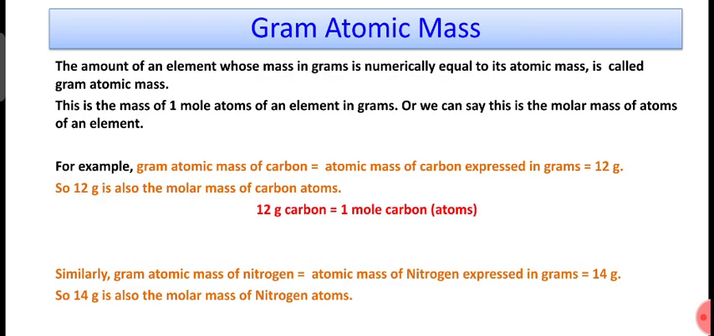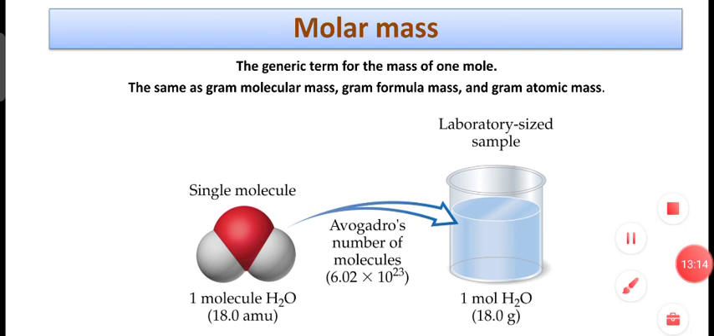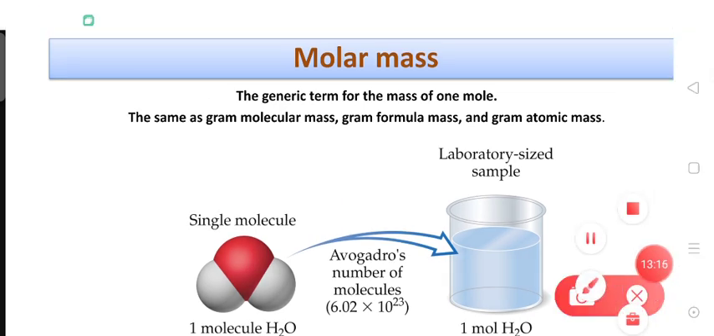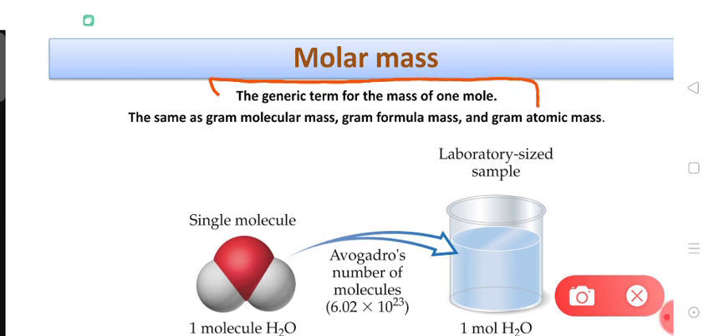Okay, so dear students, something very interesting to note here: what is molar mass? This is a generic term for the mass of 1 mole, right?